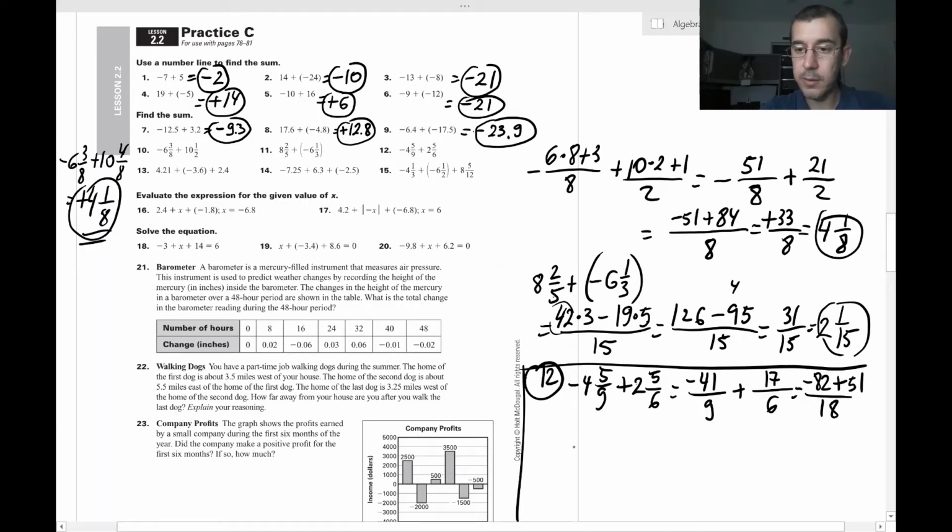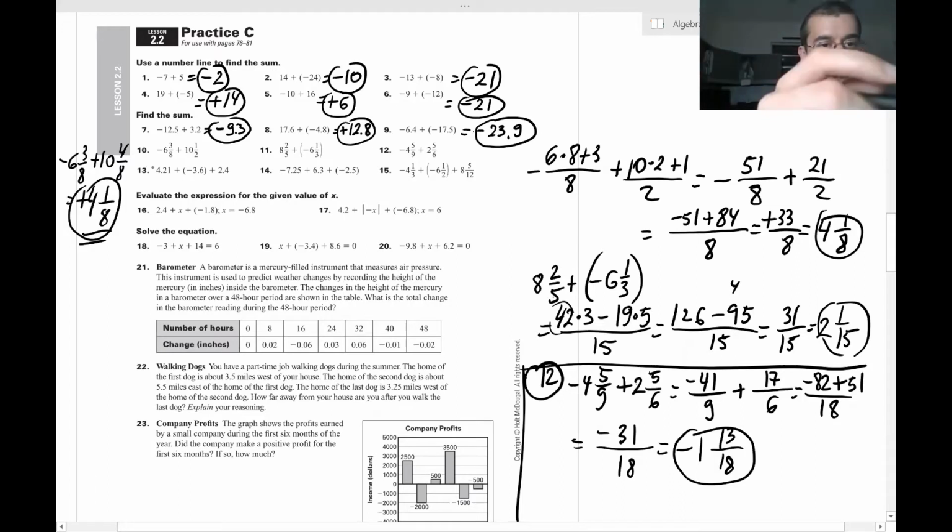Okay. Or that is, which one is greater? 82 is greater, so minus, and then 82 minus 51 is 31. 31 over 18, or that's minus 1 whole. And 31 minus 18 is 13. So minus 1 and 13 over 18. That's the answer for number 12.